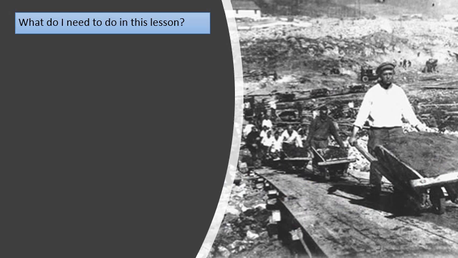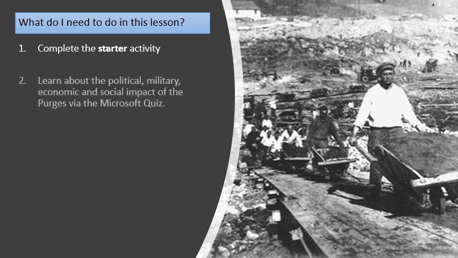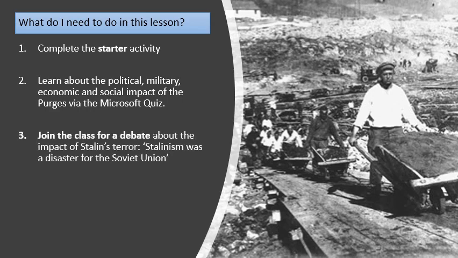What do you actually need to do in this lesson? You should have already completed the starter, thinking about why someone might confess to a crime if they hadn't done it. You're now going to learn about the political, military, economic and social impact of the purges. There are quite a few sources to look at and quite a few multiple choice questions to do, but this is just about building your knowledge and your understanding of what these purges were and how they affected the country.